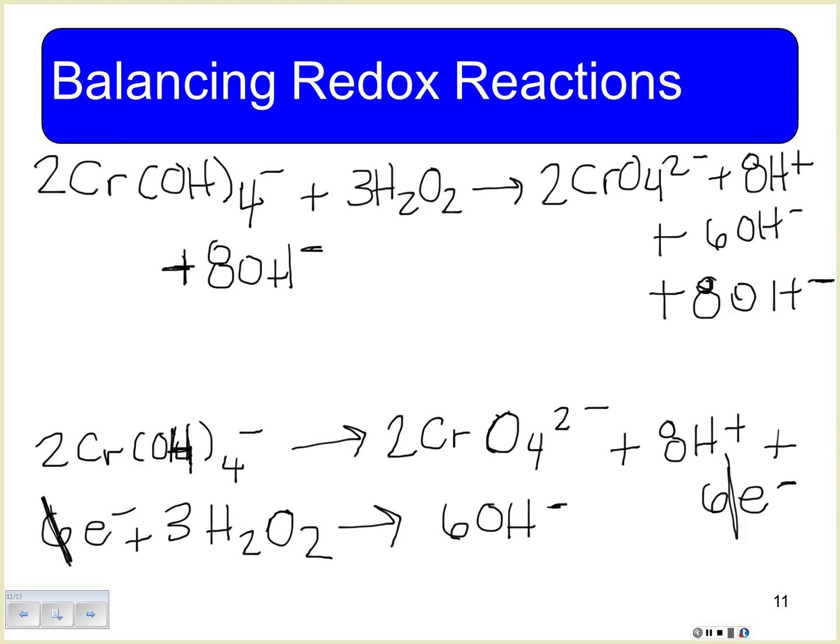Okay, so the last part, this one sometimes gets students, but you're going to add your H plus ions and your hydroxide ions together to form water. And then you simplify if you need to again. So that's just canceling out like terms. So if we look here, we have 8 H plus and we have 8 hydroxides.